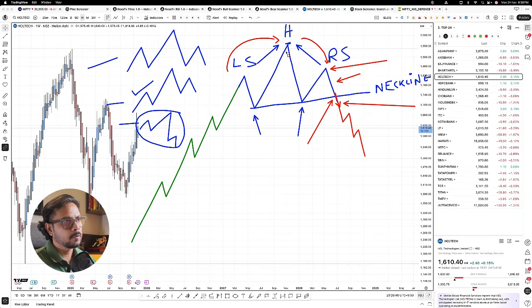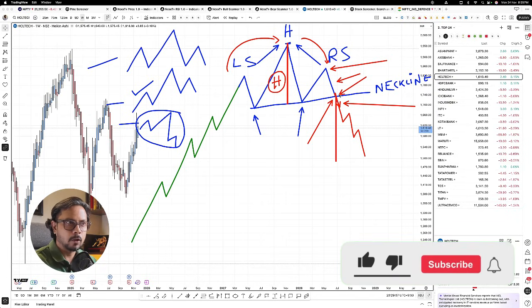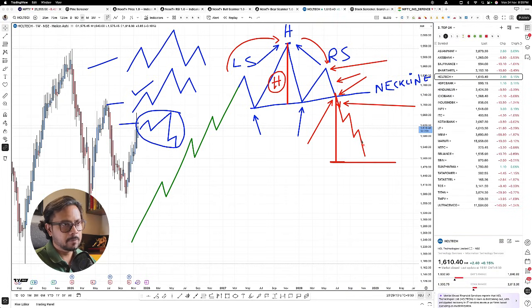By the way, if you come to the head and drop a perpendicular straight line to the neckline, you will get a certain vertical distance. Let's call it the height of the pattern. If you take the same height, the same length, and subtract it from the point where it broke down, it gives you a tentative target where you can expect the price to come down to this level.